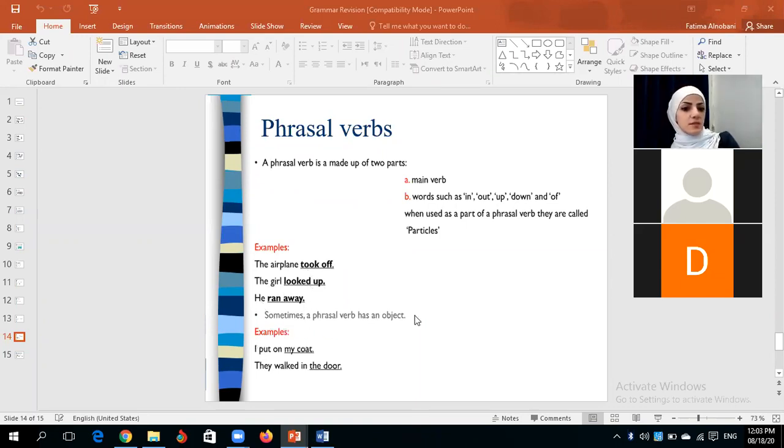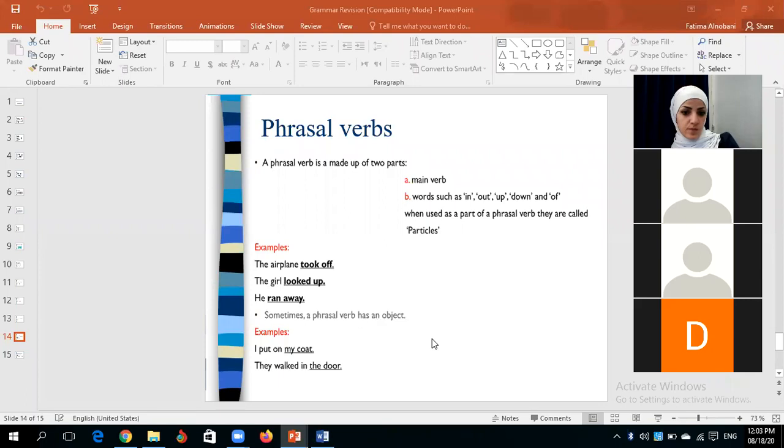Good. Sometimes a phrasal verb has an object. Hamza, can you read the two last examples? Yes. Go ahead. I put on my coat. They walked in the door.